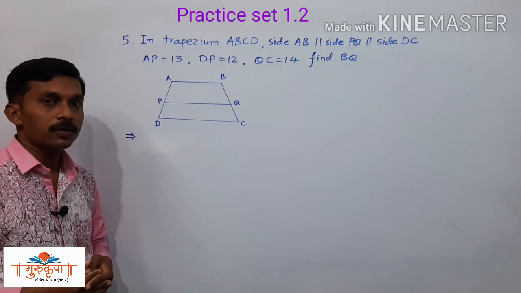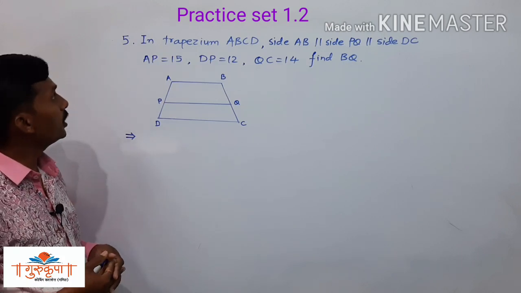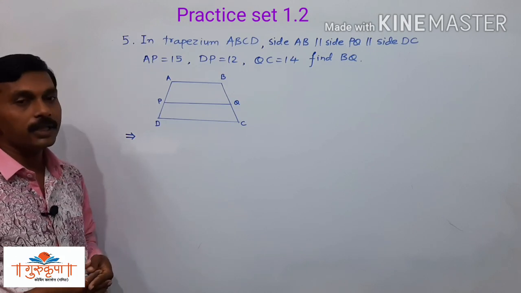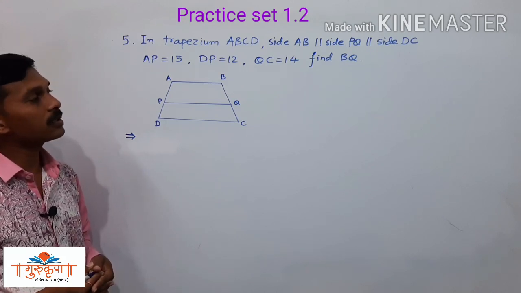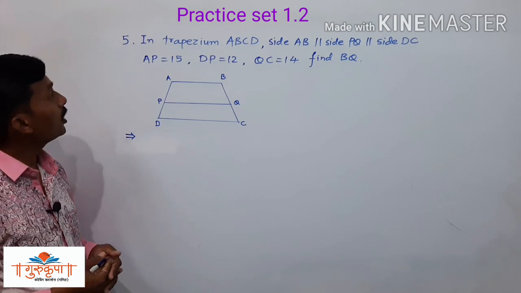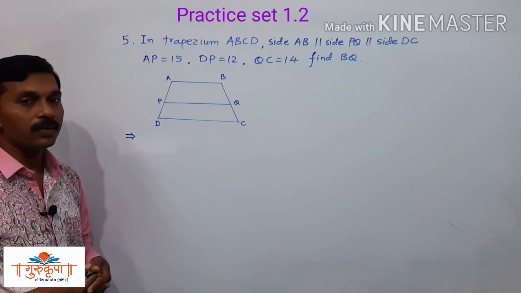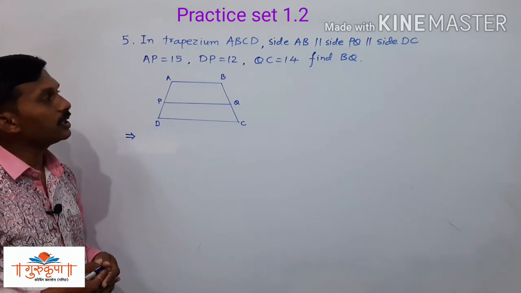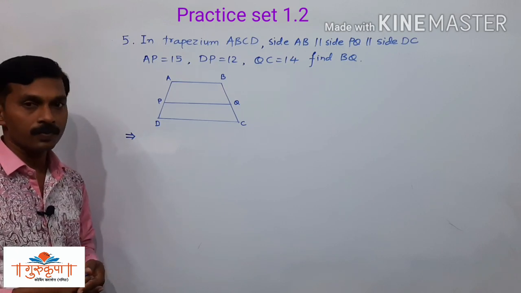Question number 5 from practice set 1.2. The question is, in trapezium ABCD, side AB is parallel to side PQ, which is parallel to side DC. AP is equal to 15 units, DP is equal to 12 units, QC is equal to 14 units. Find BQ.